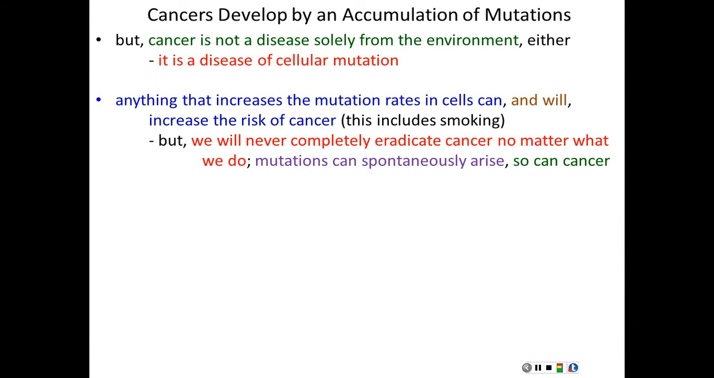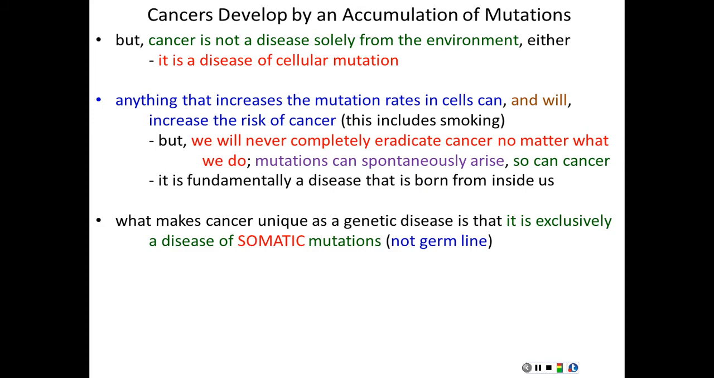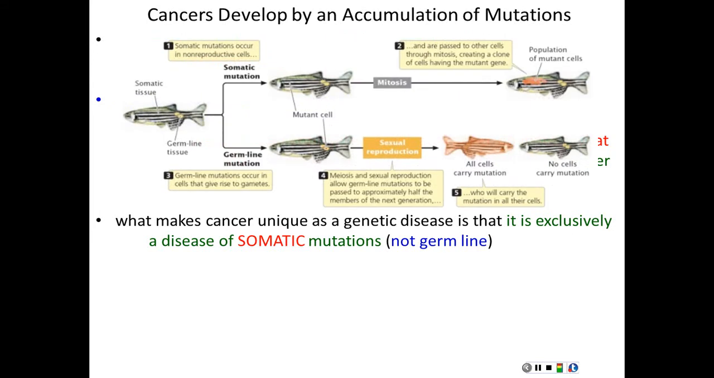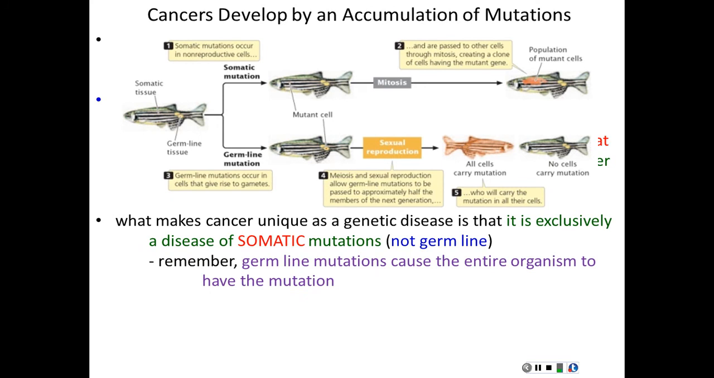We discussed that in the DNA mutations lecture in this course. There are spontaneous mutations, and mutations cause cancer, so there will always be spontaneous incidences of cancer. So fundamentally, at its core, cancer is a disease that is born from inside of us. What makes cancer so unique as a genetic disease is that it is exclusively a somatic mutation disease, never germline. Hopefully you remember these terms from the lecture on DNA mutations. Somatic mutations are mutations that affect populations of cells in the adult. Germline mutations occur in the gametes.